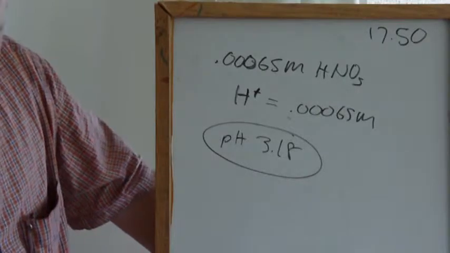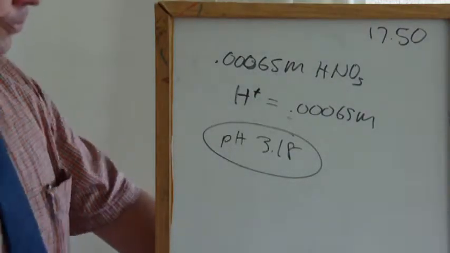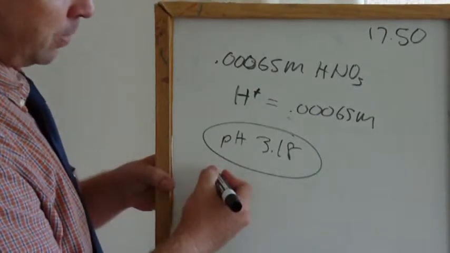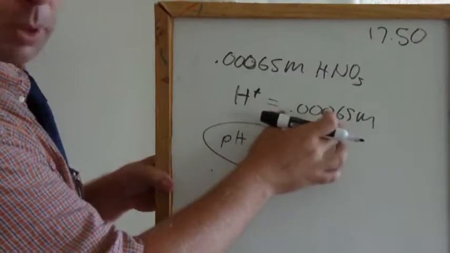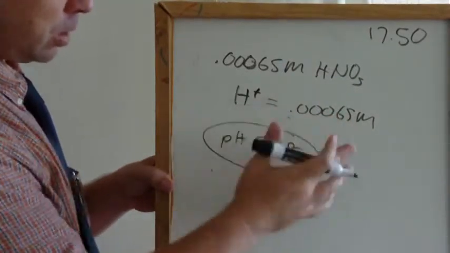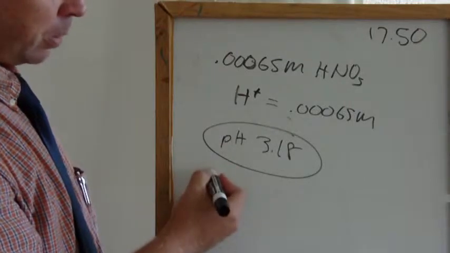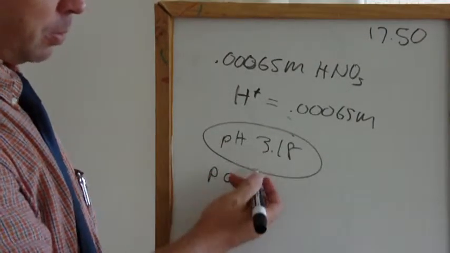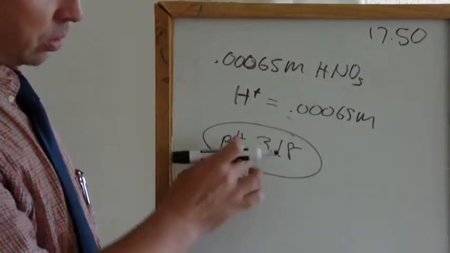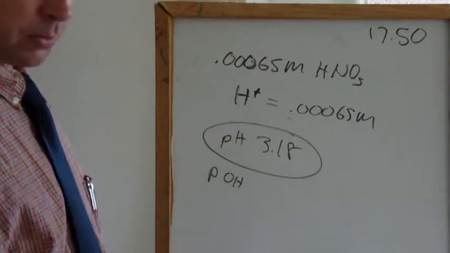What is the OH concentration in the solution? Well, we showed you how to do that using the H plus concentration. I'm going to show you another way, which is basically the same way, but just from a slightly different angle. We can identify the pOH. The pOH has the relationship that the pOH plus the pH is always equal to 14.